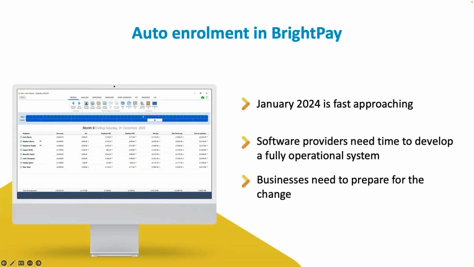January 2024 is fast approaching, and getting the scheme up and running by early 2024 will be challenging. As well as a lead-in time of at least 18 months to properly develop, test, and deploy a fully operational system, businesses will need time and guidance to get ready for this change.